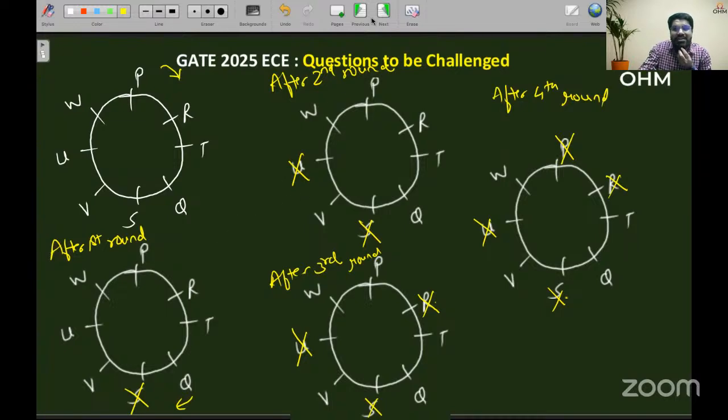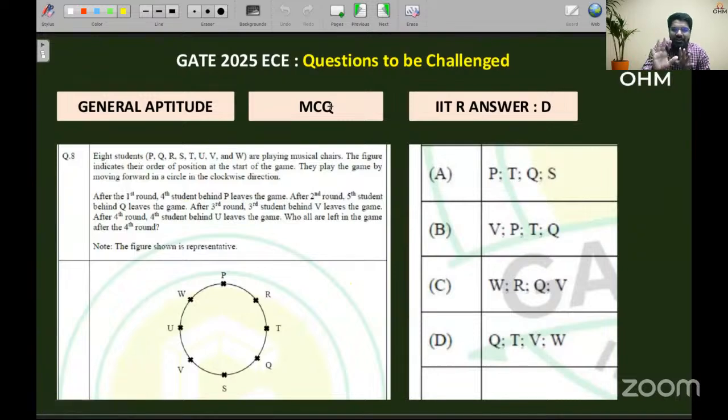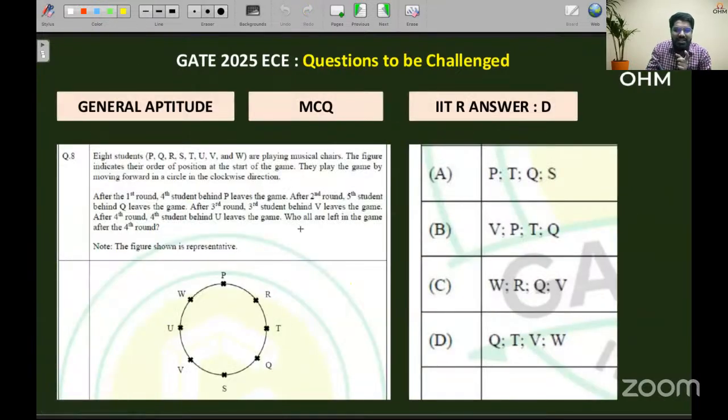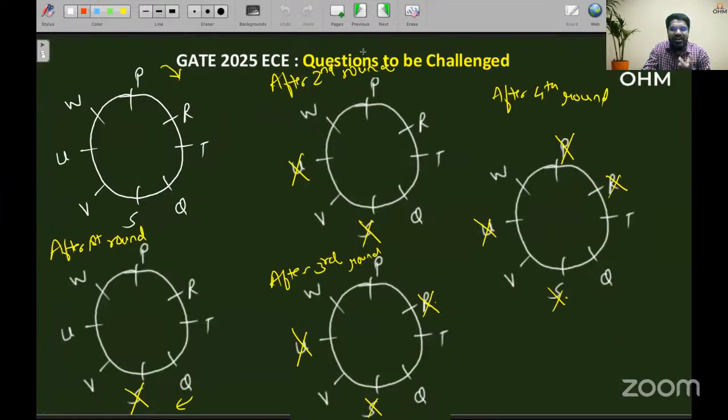After the second round, you will see very clearly, the fifth student behind Q leaves the game. Fifth student behind Q: 1, 2, 3, 4, 5. This person U, which I have highlighted here, is eliminated. Now the story stops here, because the last statement says that after the fourth round, the fourth student behind U leaves the game. But where is U? U is eliminated after round 2 only. So where is U?